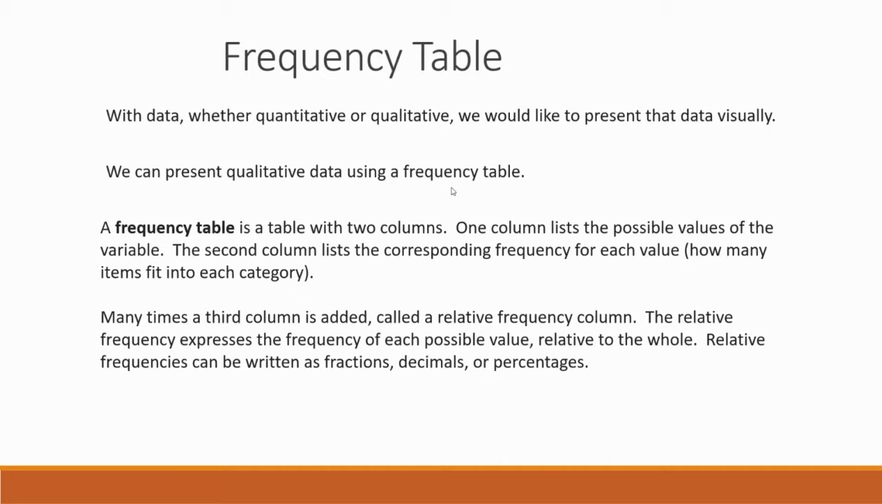A lot of times, not always, people will add a third column, which is the relative frequency column. Relative frequency is the frequency divided by the total of all the frequencies. It's the frequency of each possible value relative to the whole. In other words, the frequency for that category divided by the sum of the frequencies. Relative frequency could be a fraction, a decimal, or even a percentage.